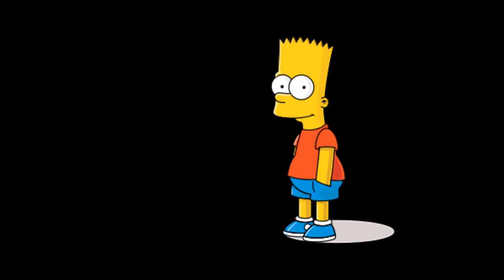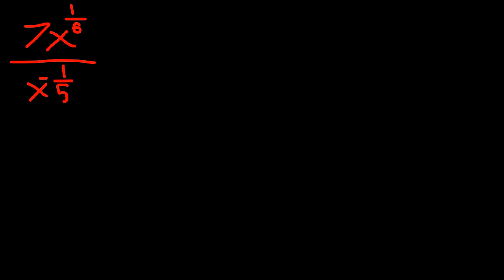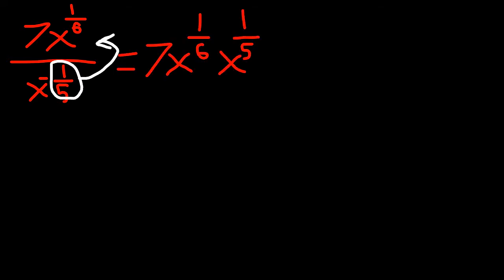So let's take this second problem right here. It's got fractions and exponents that are also fractions. Fortunately for us, that bottom exponent is negative, so we can just put that x up onto the top so that we have 7x to the power of 1/6 and x to the power of 1/5.